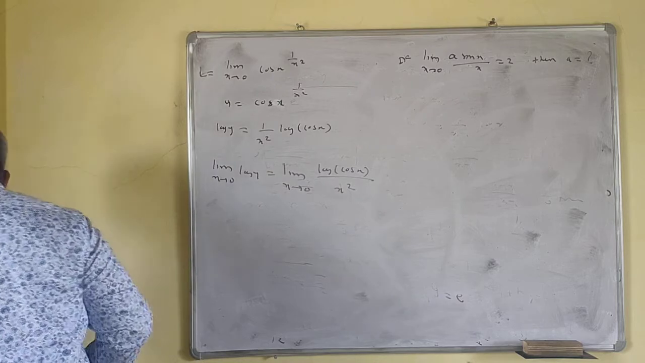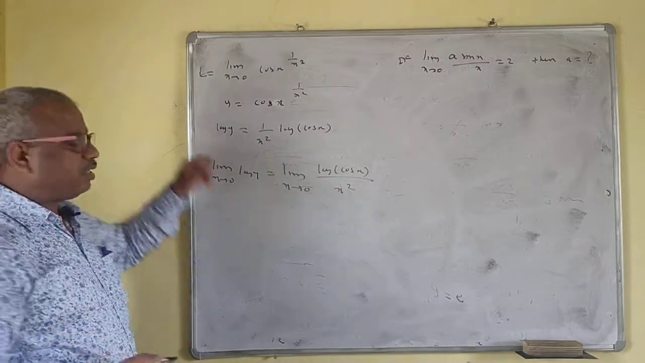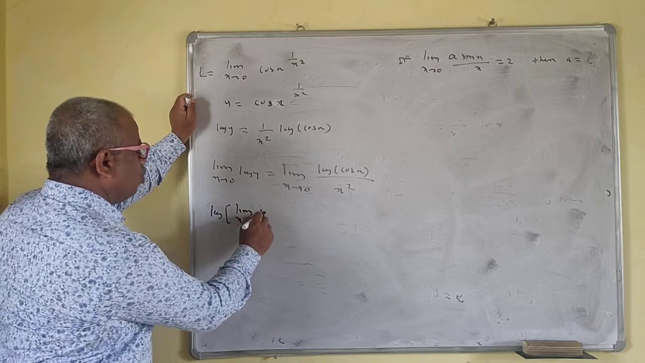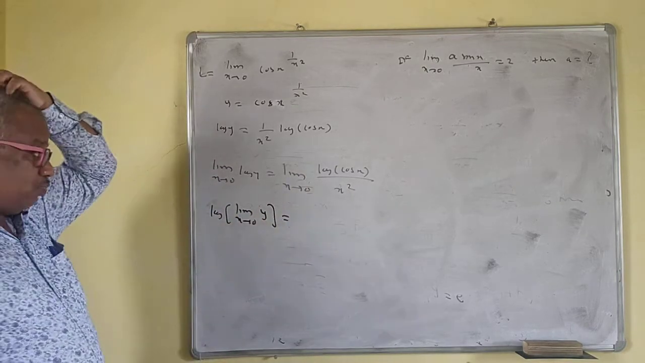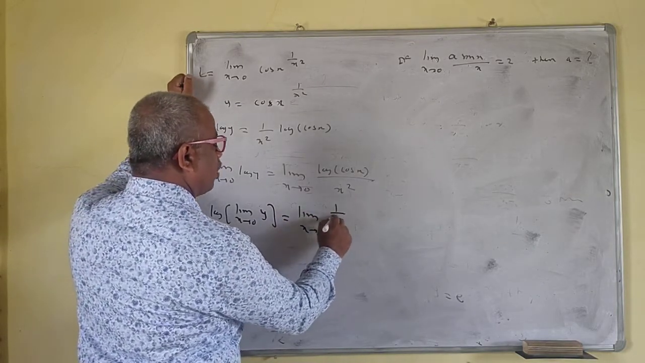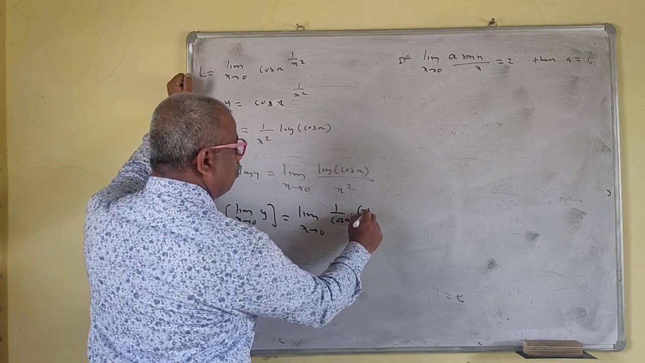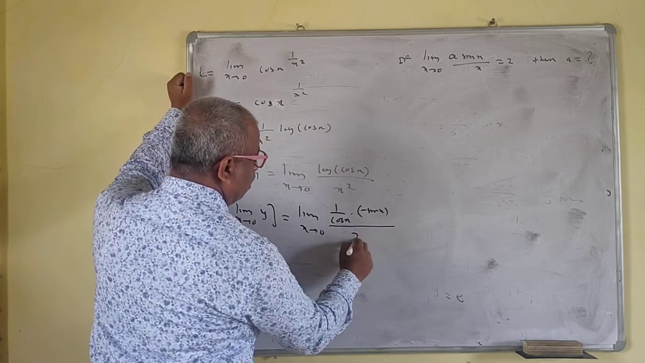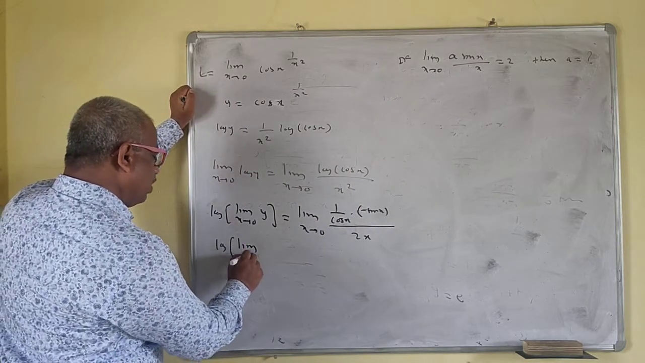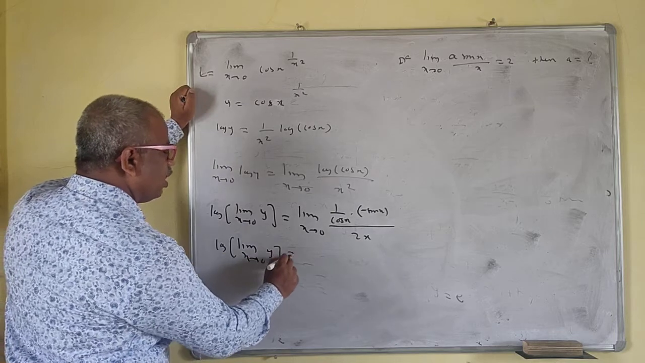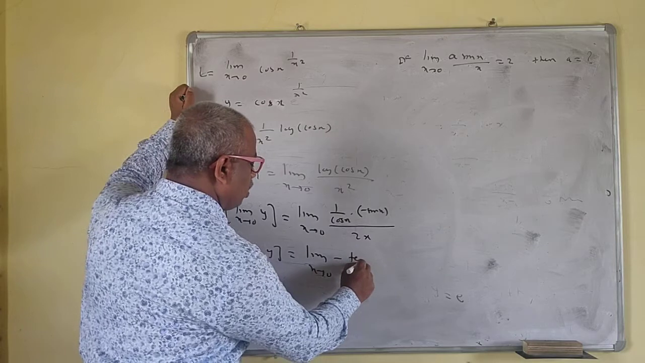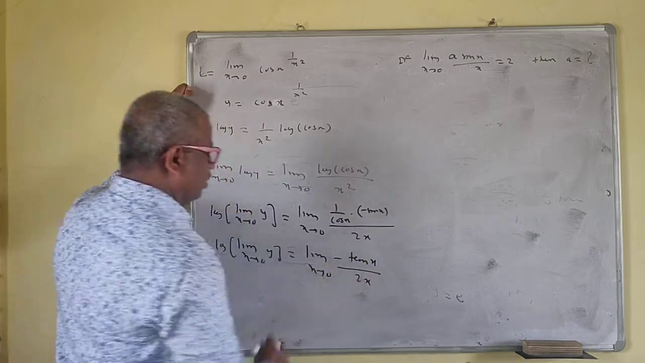So this is 0 by 0 form. We'll take log outside now. This is log of limit x tends to 0 of y. Okay, so we can do this. So this is limit x tends to 0 of 1 upon cos x into minus sin x upon twice x. So log of limit x tends to 0 of y is equal to limit x tends to 0 of minus tan x upon twice x.